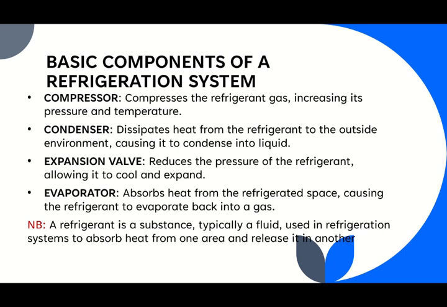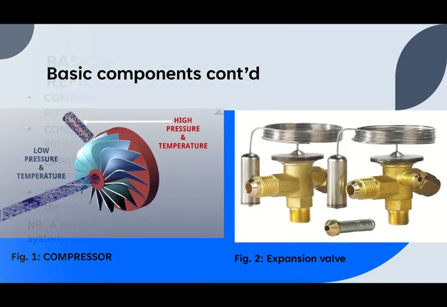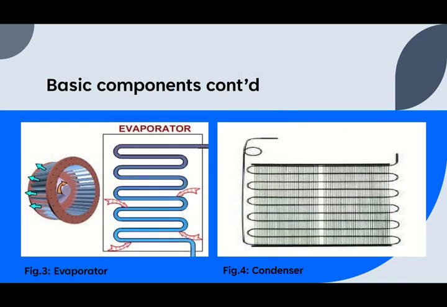Note: a refrigerant is a substance, typically a fluid, used in refrigeration systems to absorb heat from one area and release it into another. On the screen are images of the components. We have the compressor, the expansion valve, the evaporator, as well as the condenser.